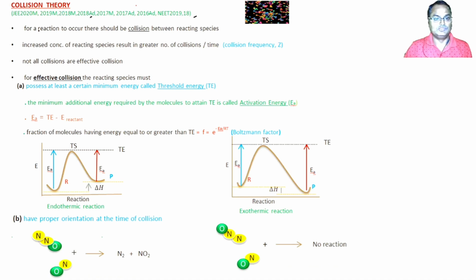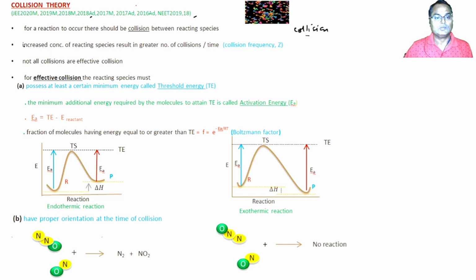According to collision theory, for a reaction to occur, there should be collision between reacting species. The first condition for a reaction to occur is that there should be collision between the reacting molecules. So the first condition is the collision. Right, see, this is the collision of reacting species.